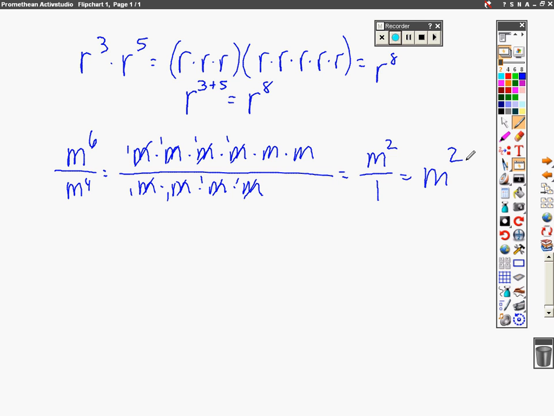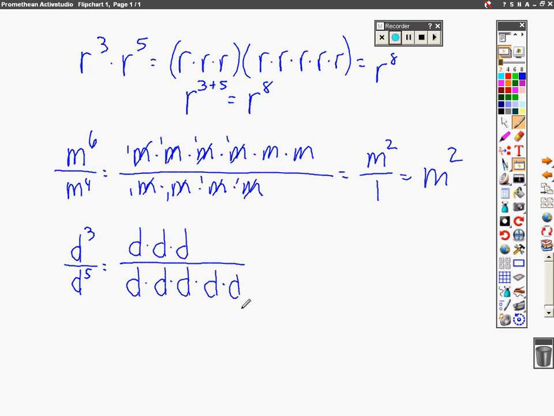Okay? Now, let's do another example. Just say we have d to the third over d to the fifth. Okay, again, let's write out the factors. Again, we can do the simplification. 1 over 1, 1 over 1, 1 over 1. So what we're left with in the numerator is just 1 times 1 times 1, which is just 1, over 1 times 1 times d times d, which is d to the second.